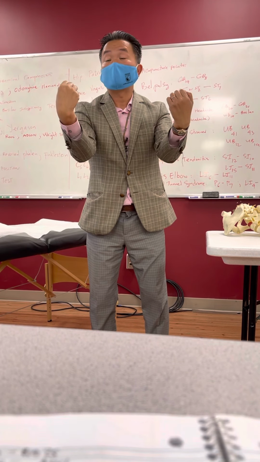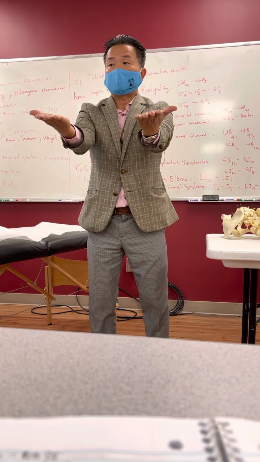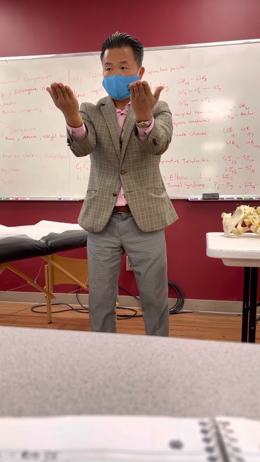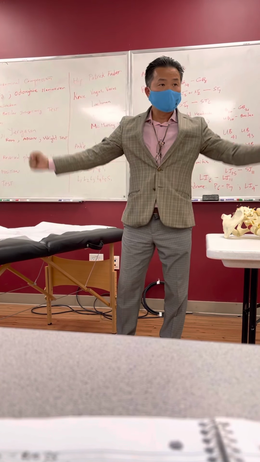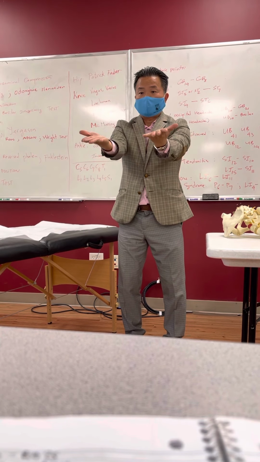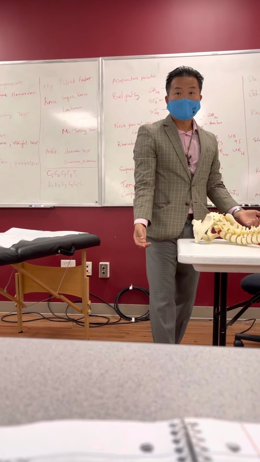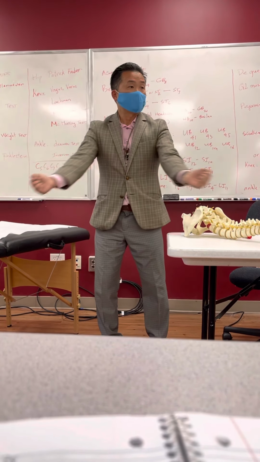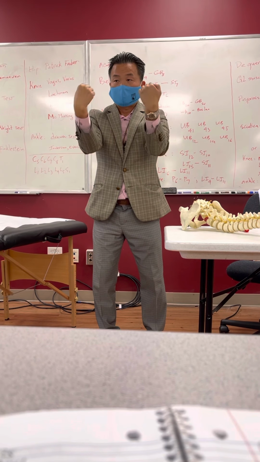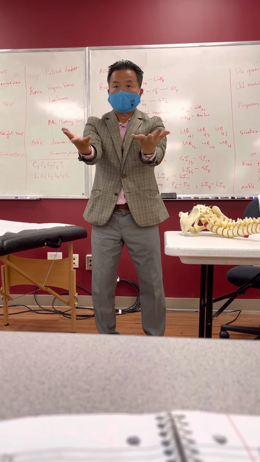C7, we call this wrist flexion. C7, triceps extension. C7, finger extension. C8, finger flexion. T1, finger abduction and adduction. So 5, 5, 6, 6, 7, 7, 7, 8, T1. Easy, right? So 5, 5, 6, 6, 7, 7, 7, 8, T1.